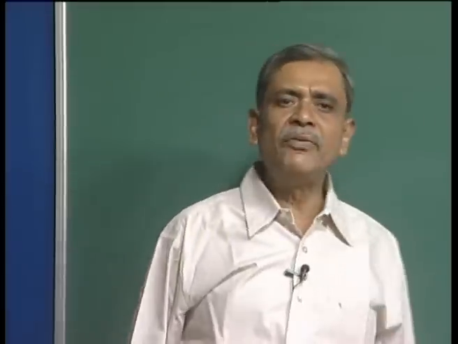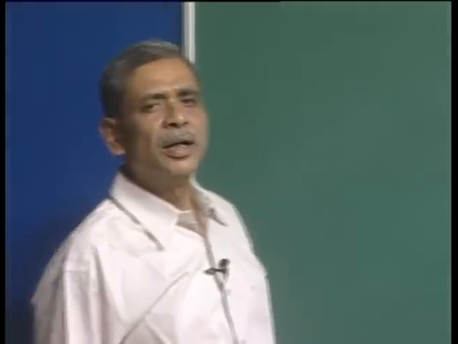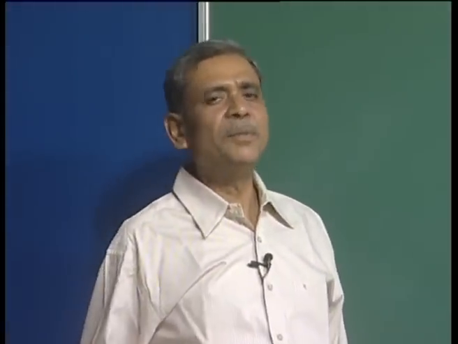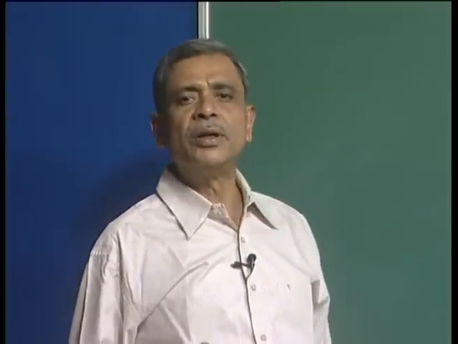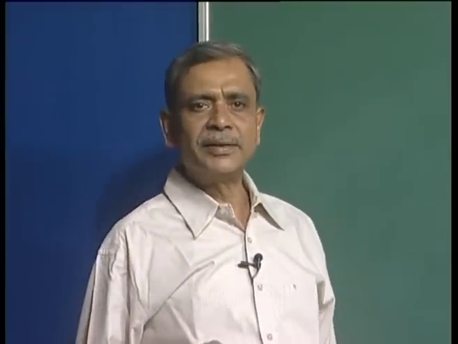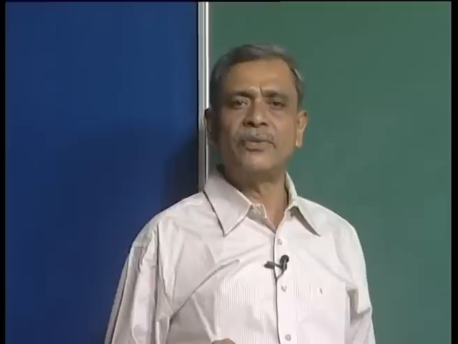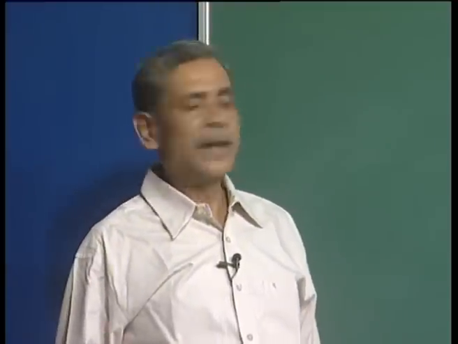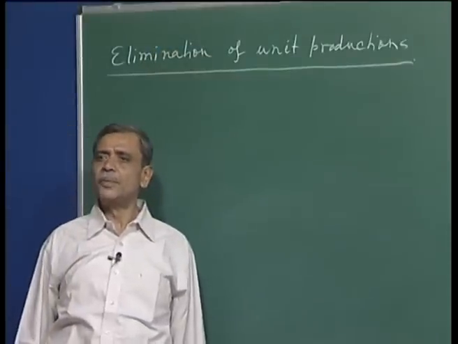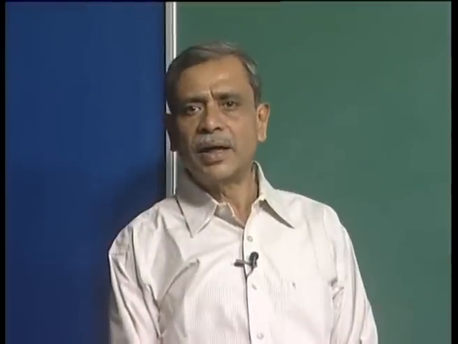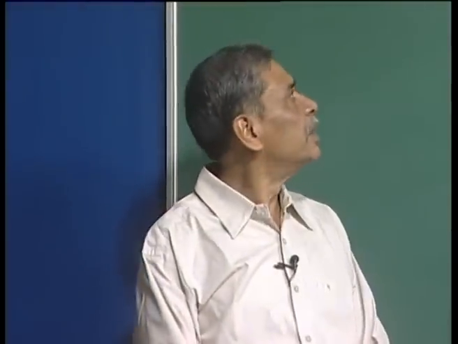For simplifying context free grammars, we carry out three processes. One is removal of useless symbols, the second is removal of epsilon productions, and today we will look at elimination of unit productions. The first two processes we have already covered in the earlier lectures.